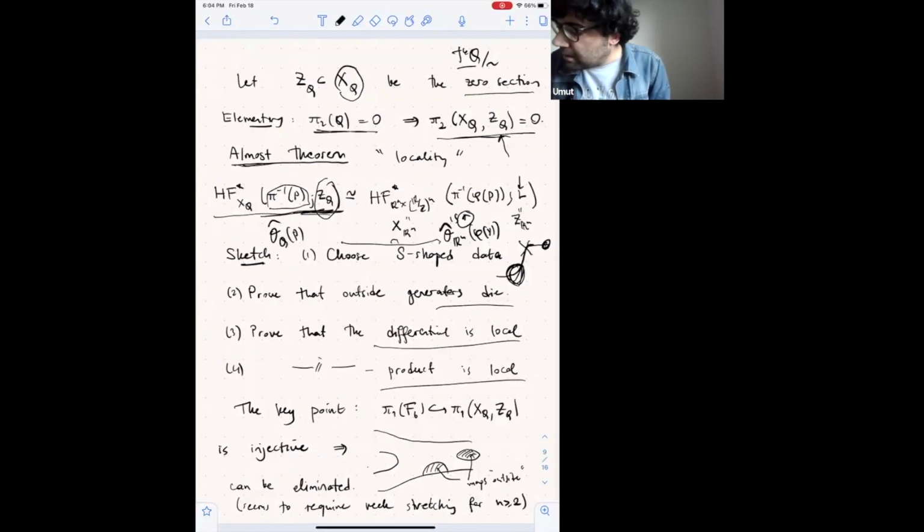So here, even if I have two generators that are local, I might still have a differential that connects them, that explores the rest of the manifold. Here you can't prove that they don't exist, but you can prove that they have high energy. So with this completion procedure, they don't contribute in the end.